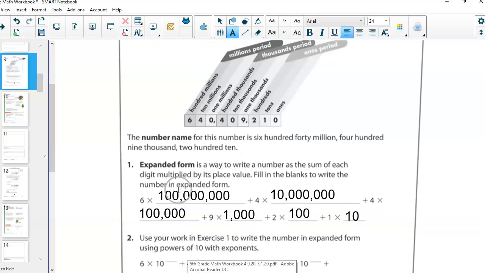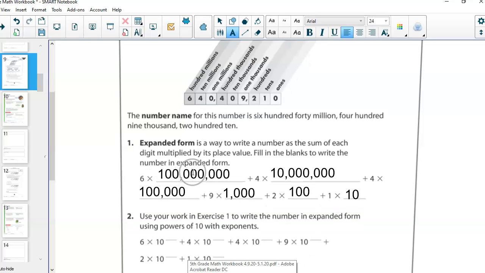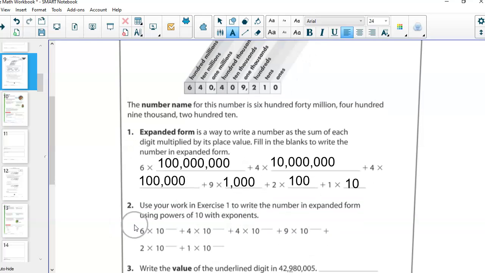Now we're going to be looking at how we can write this using exponents instead. And remember in yesterday's lesson, we talked about how the 10 is what we're multiplying. The exponent tells us how many times we multiply it. So basically, however many zeros these numbers have is going to represent our exponent.